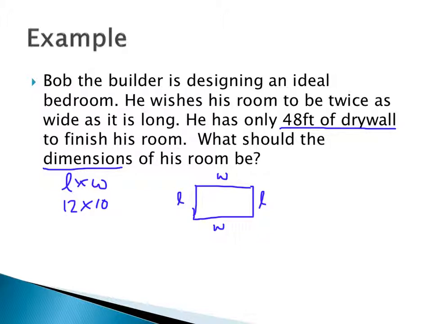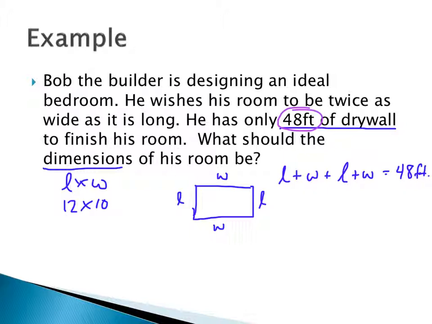So, if we think about this, what we're really looking at, if I have 48 feet total and I have the lengths and the widths, what I want to do is come up with an algebraic equation. The simplest equation, if I know I have 48 feet of drywall, that's the total amount I have to complete all 4 walls. So if I take all 4 walls and say I take the length plus the width plus the length plus the width, that's going to give me 48 feet. That's the total amount that I have.